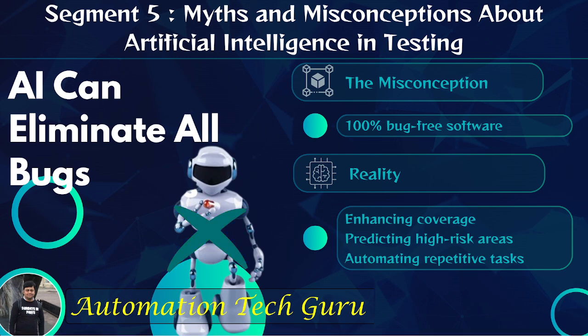Next is AI can eliminate all bugs. This is a misconception that AI guarantees 100% bug-free software. The reality is different. No tool or process can ensure completely bug-free software. AI helps reduce bugs by enhancing coverage. It can predict high-risk areas, and it can automate repetitive tasks efficiently. However, some bugs may still escape detection, especially in areas requiring deep contextual understanding.